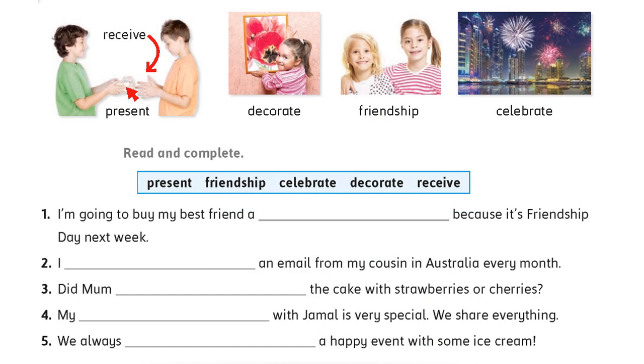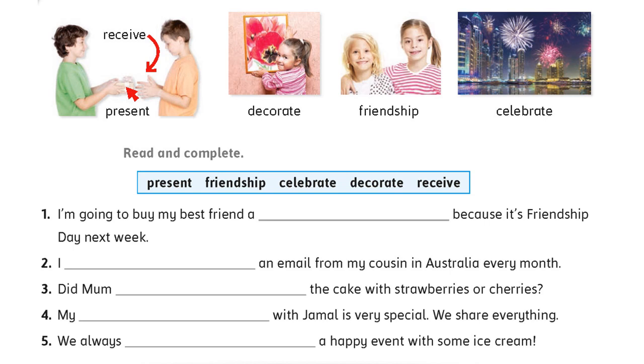Next, we have the word present, a gift. Receive means take or get. The word decorate means make beautiful or make nice. Friendship, this is what is between you and your friend. And celebrate. This is what we do on Qatar National Day, Qatar Sports Day, and birthday parties. This is celebrate. Let's try to complete the sentences with these words.